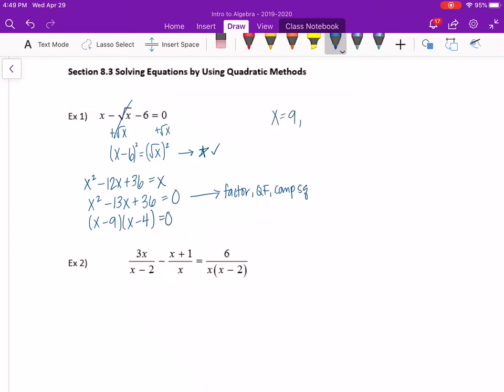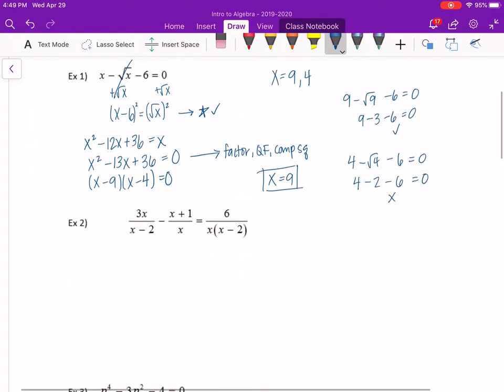And so we've got 2 answers to check. First one works. And this one does not. So good review, but just kind of a reminder of, again, we used quadratic methods, but it wasn't because our original equation itself was a quadratic equation. So same thing is going to be true for this next one.